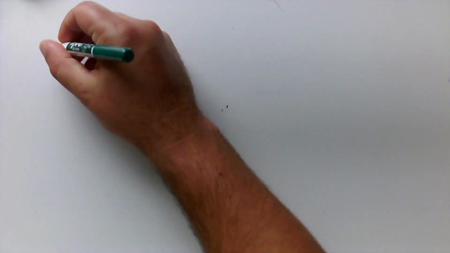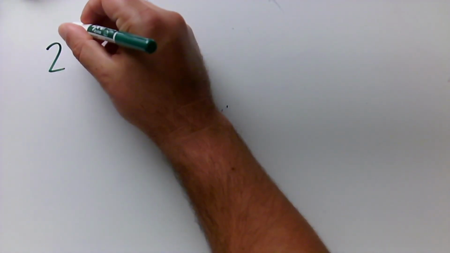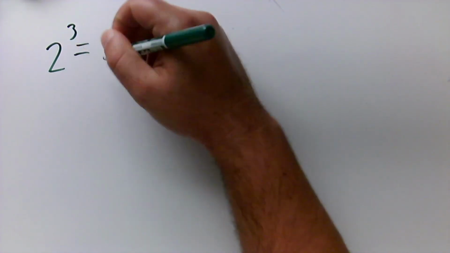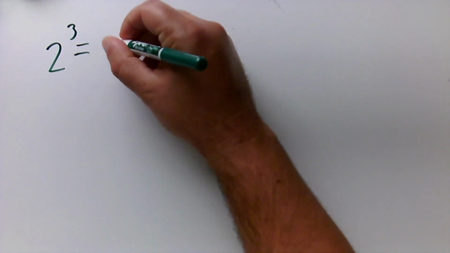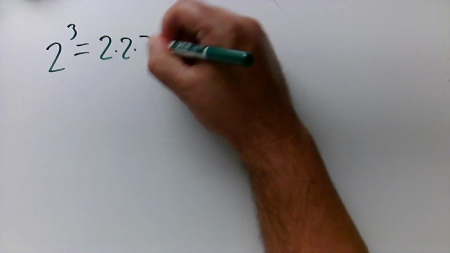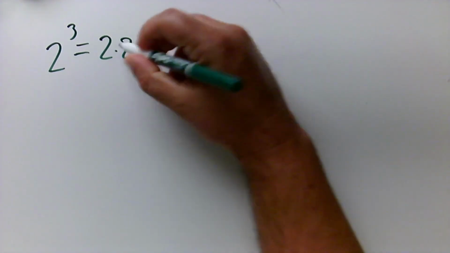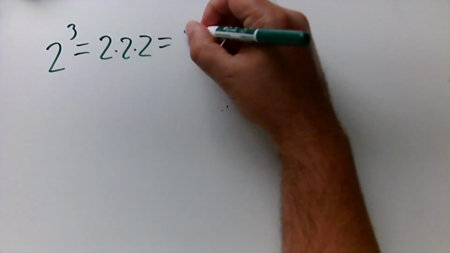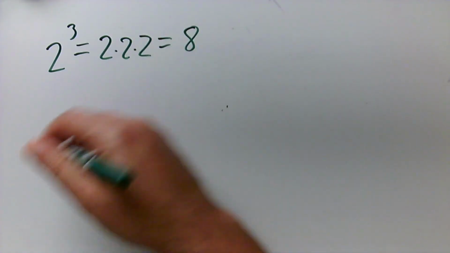Today we're going to go over exponentiating to zeros and to negative numbers. So let's start with traditional exponents. Let's do 2 to the third power. So 2 to the third power is 2 times 2 times 2. 2 times 2 is 4, 4 times 2 is 8, and we get 8.